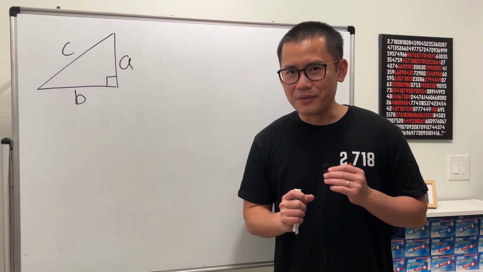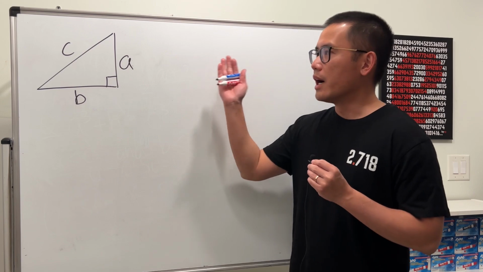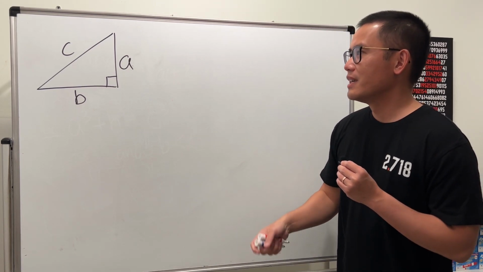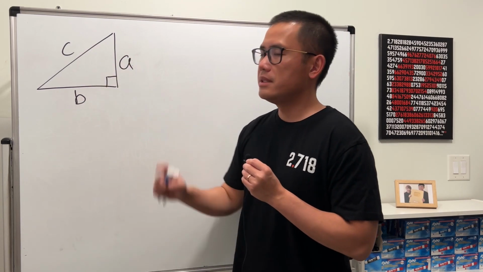Okay, let's do some math for fun, and today I have something that you probably have not thought about before on a right triangle. So let's have a look. Suppose we have a right triangle with these two legs being A and B and C being the hypotenuse.